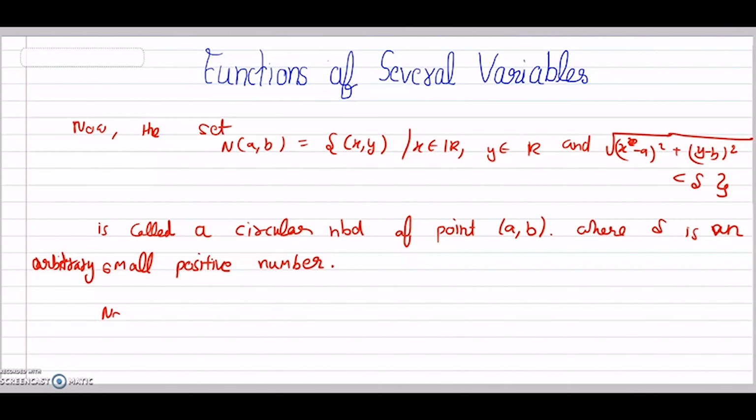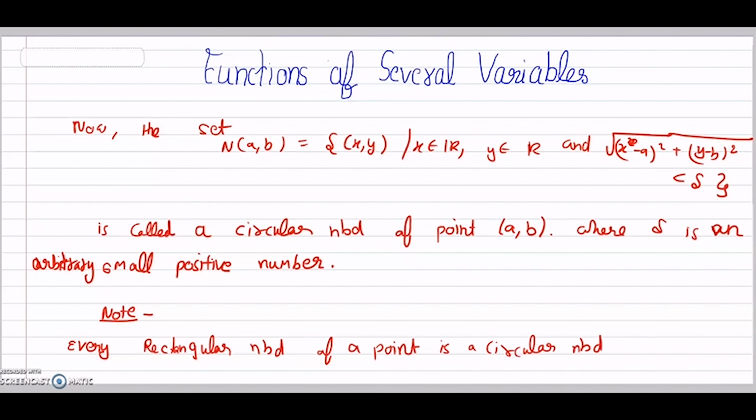Now एक नोट लिखिए कि every rectangular neighborhood of a point is a circular neighborhood and vice versa. ठीक है.